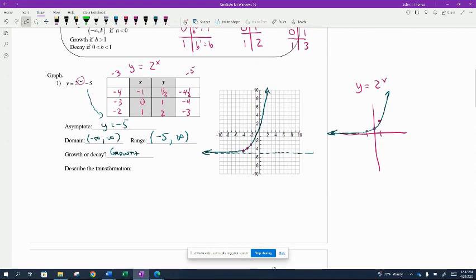Now, if they ask us to describe the transformations, same thing as we've done before. This is shift left 3, and then shift down 5. And that takes care of our transformations.